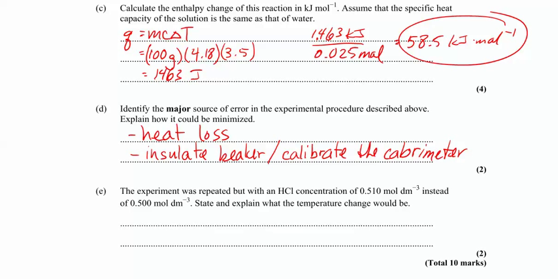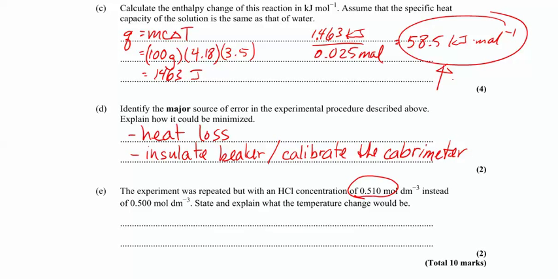The experiment was repeated, but with an HCl concentration of 0.51 molar. In other words, we've added more of our acid. The amount of liquid is the same, so the mass doesn't change. The C doesn't change, and delta T, well, okay, is that going to change? That's what the question is really asking. Well, keep in mind that delta H is right there. It's 58.5 kilojoules per mole. Per mole of what? Per mole of the limiting reactant.